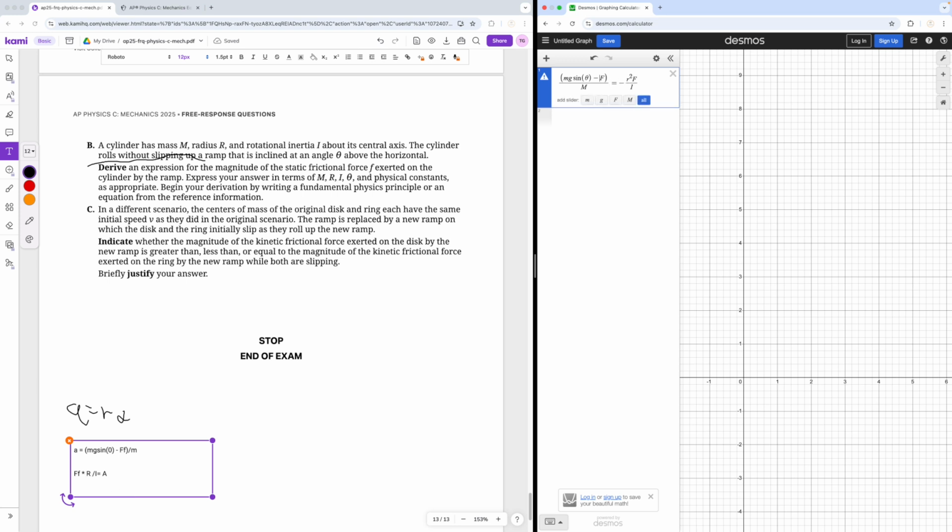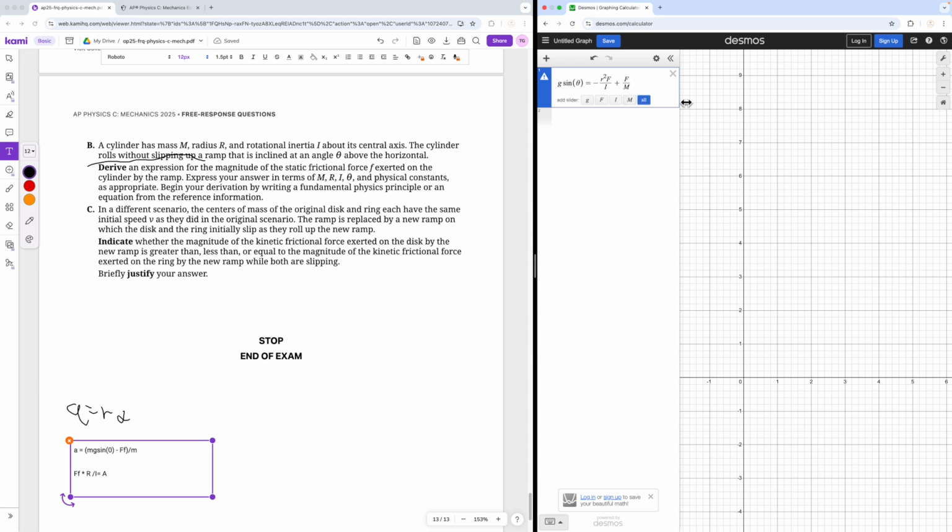Now, how can we actually solve this from now? So first, let's simplify things. We're going to do F over m, and we're going to cancel out the m over here. And this is still a small m. What you want to do is isolate the force of friction on one side. So we're going to add F over m here, plus F over m.